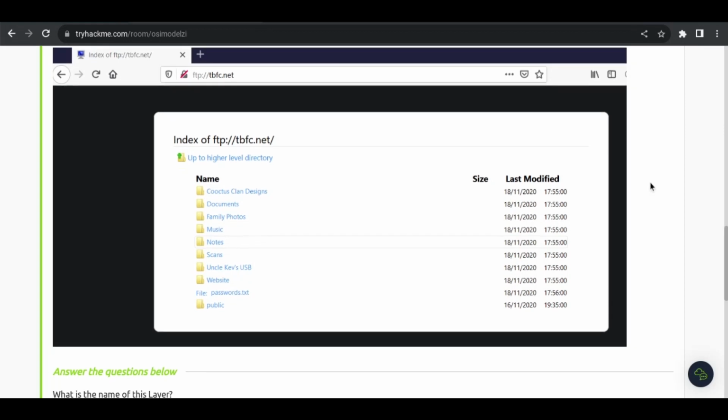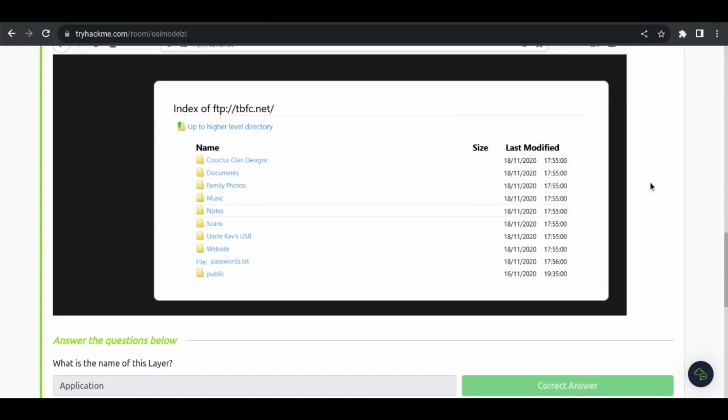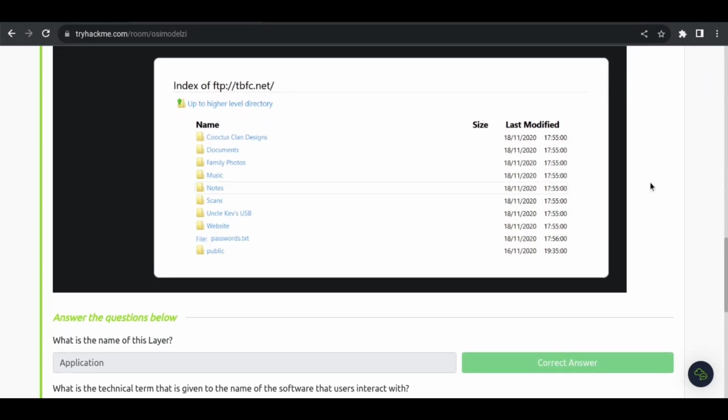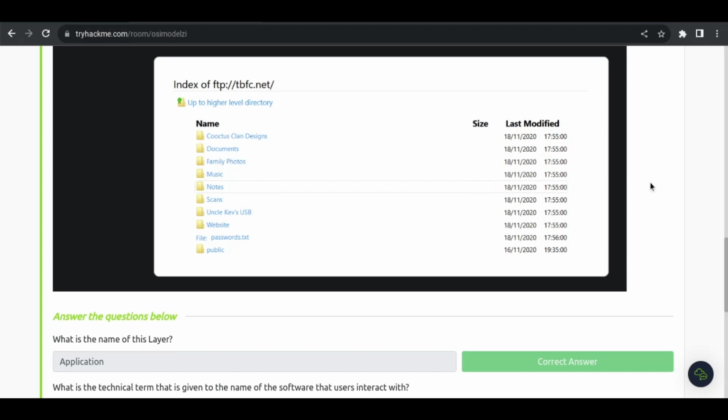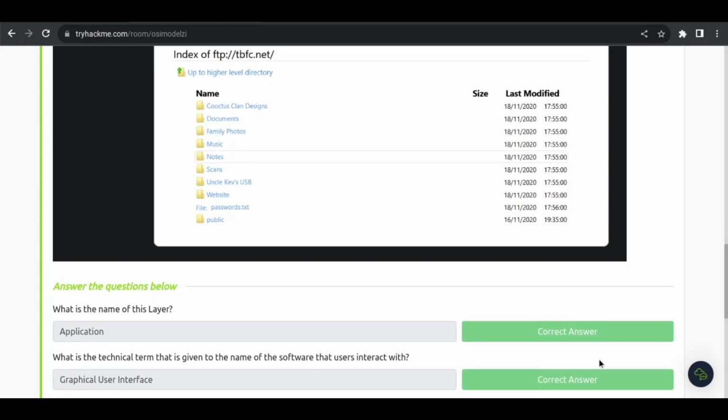Moving on to answer the questions below. What is the name of this layer? And that is application. Second question. What is the technical term that is given to the name of the software that users interact with? And that is graphical user interface. And that concludes this part of this section.